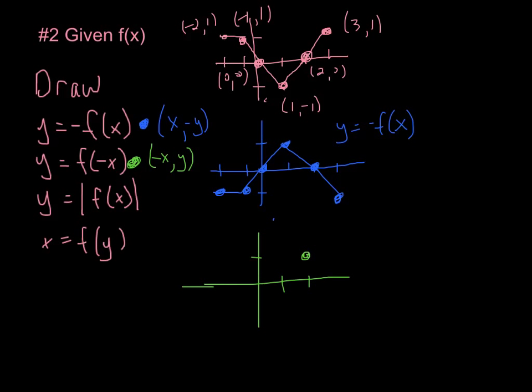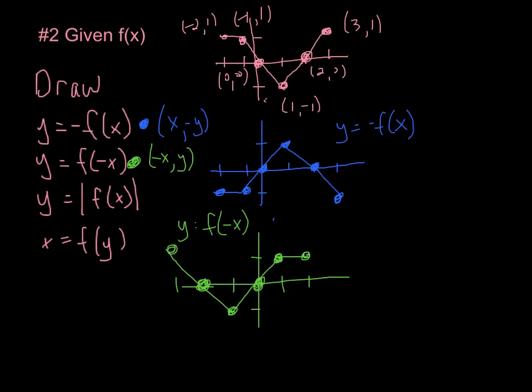Instead of negative 1, positive 1, it's going to be positive 1, positive 1. Instead of 0, 0, it's still 0, 0. Up here, instead of 1, negative 1, it's negative 1, negative 1. Switch the x values. Instead of 2, 0, it's negative 2, 0. And finally, instead of 3, 1, it's negative 3, 1. That's how you reflect the graph over the y-axis. Boom. So he is y equals f of negative x. Cool. Alright, let's switch.